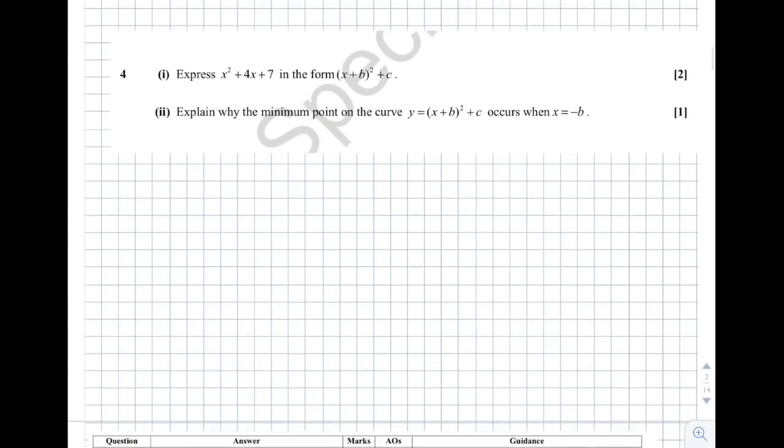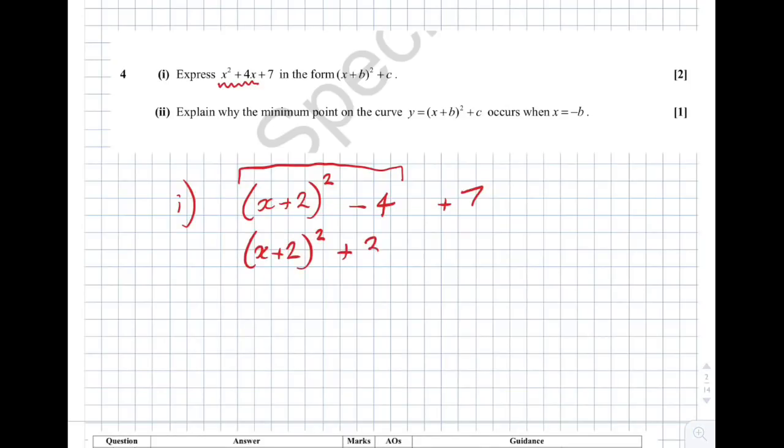Okay, so question 4. Express x squared plus 4x plus 7 in this form. So that means we're going to have to do completing the square. There's different ways people do this. Some people will expand the right-hand side and equate coefficients. What I prefer to do is to write down x plus something squared that I know will give me x squared plus 4x. And then I know that if I expand that out, I'll get a plus 4, so to cancel it, I'm going to minus 4. And then we've still got our plus 7. So all of this here is equal to x squared plus 4x. And then if we add them up, we've got plus 3.